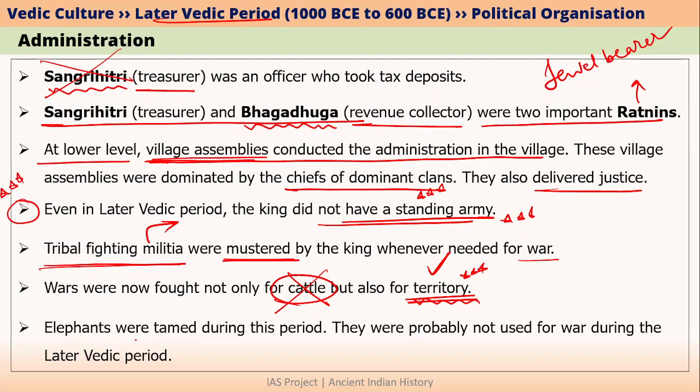Another development is that elephants were also tamed during this period. However, we must note that these elephants were not used for war. I have mentioned this point here because when we talk about Mahajanapada period and the Magadha Empire, there we will learn that elephants were very important for making wars.